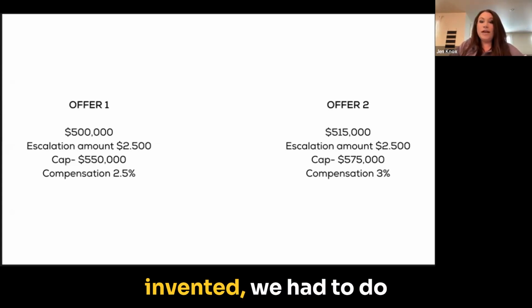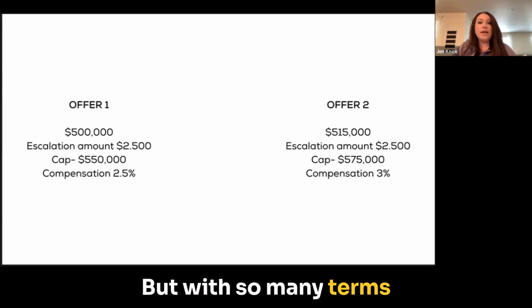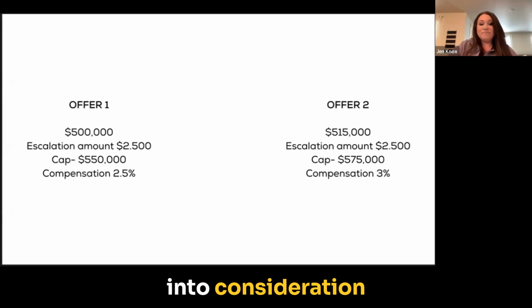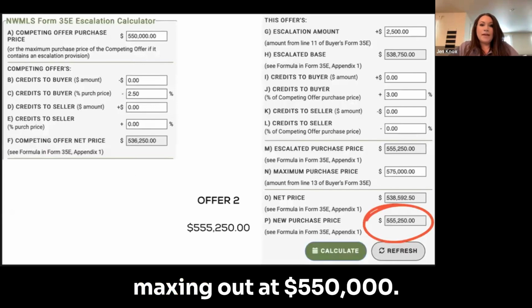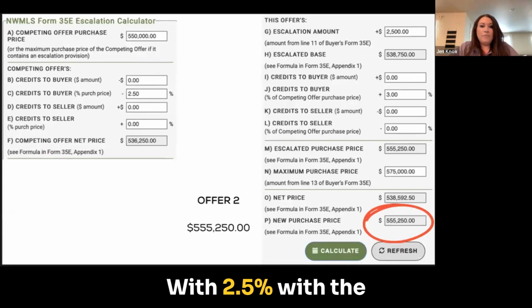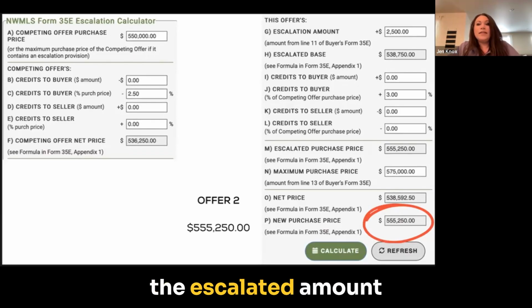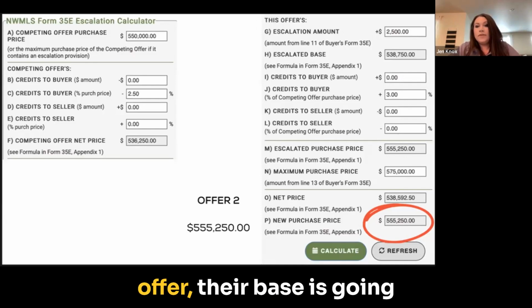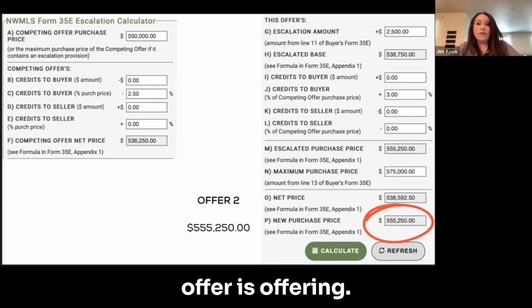Before this form was invented, we had to do this by ourselves and just calculate these numbers. But with so many terms now being negotiable, especially the addition of the negotiable buyer compensation, we have to take everything into consideration. In putting these two into this calculator, I have your first one maxing out at $550 with 2.5%, with the competing offer net price being $536,250. The escalated amount for the competing offer is $2,500 over the next highest offer. Their base is going to start $2,500 over what that lower offer is offering.